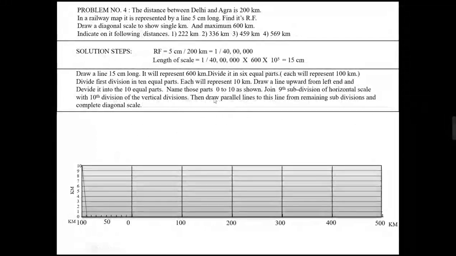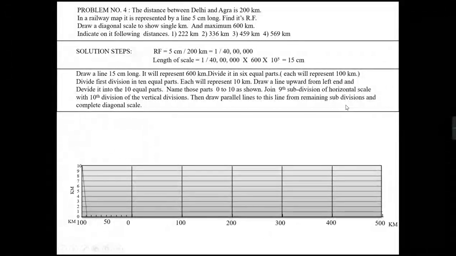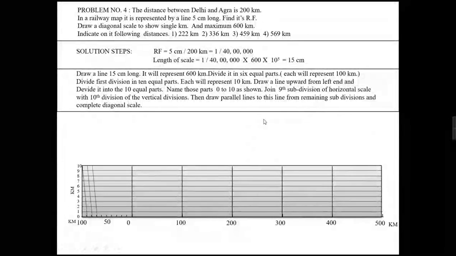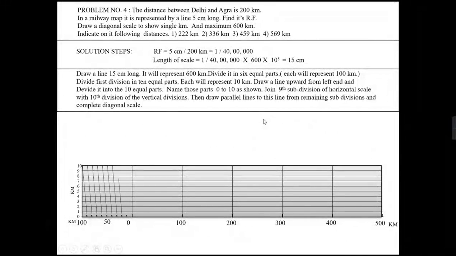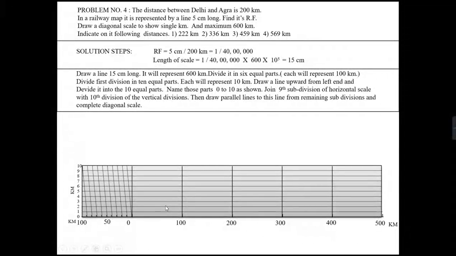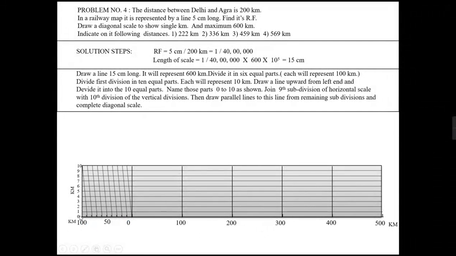After that I will draw the parallel lines to this line from the remaining subdivisions, like this. So now our diagonal scale is completed. And this scale has a unit of kilometers. This scale also has a unit of kilometers, and this scale also has a unit of kilometers.